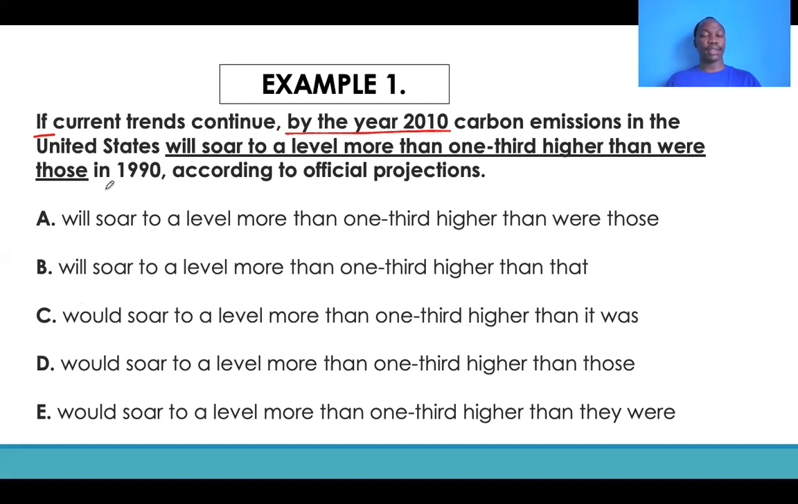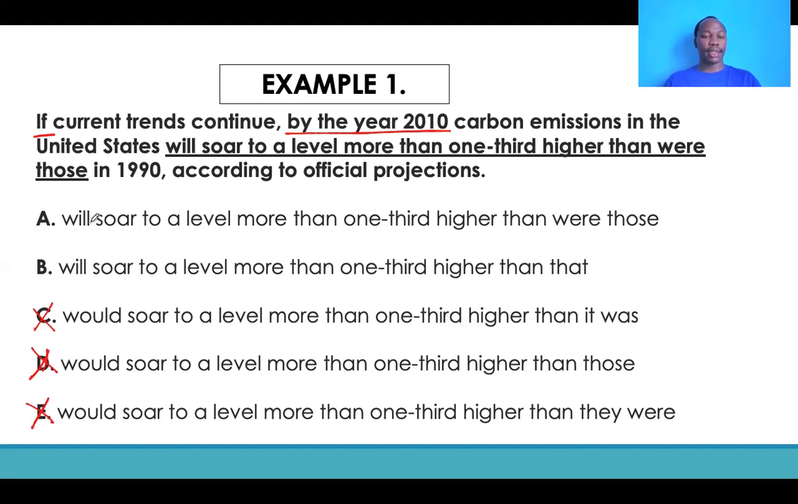occurring from the past, then we could have used the second conditional. The second conditional requires that you use the word would. But since we are in the present referring to the future, the use of would is incorrect. So all these answer choices that use the word would are incorrect. So we can easily eliminate C, D, and E, right?